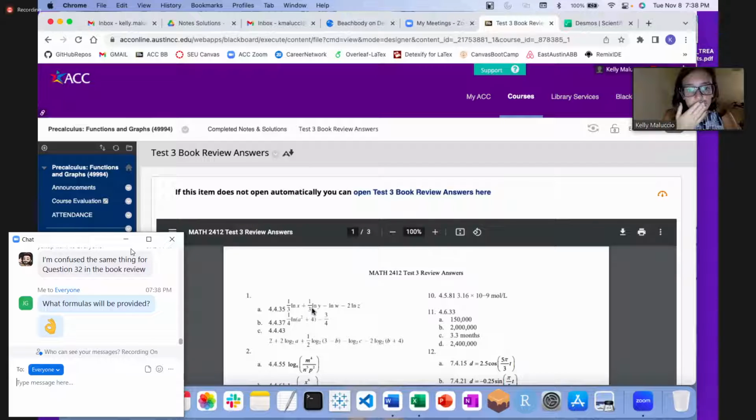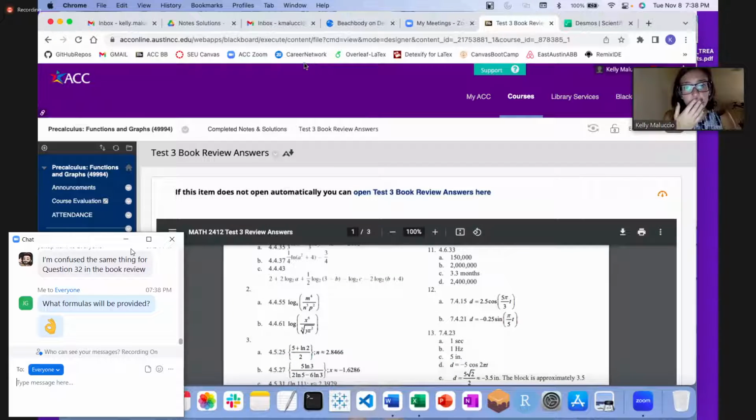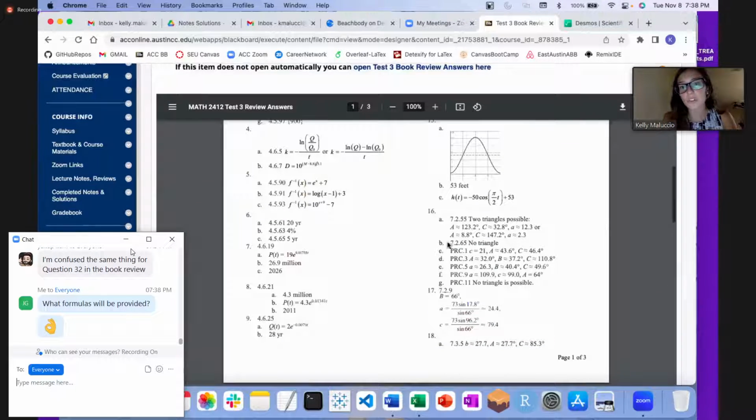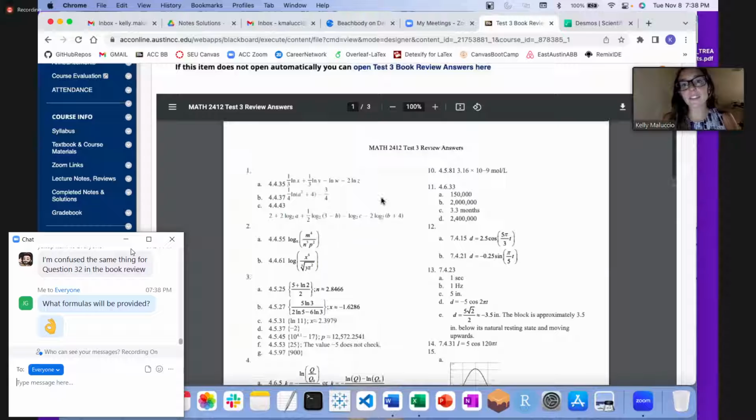So definitely take a look at these answers. I know there's no real work here, but at least this should help you work backwards to figure it out.